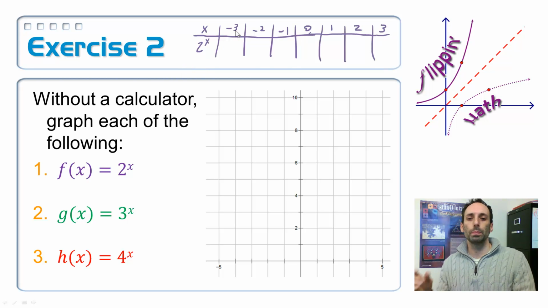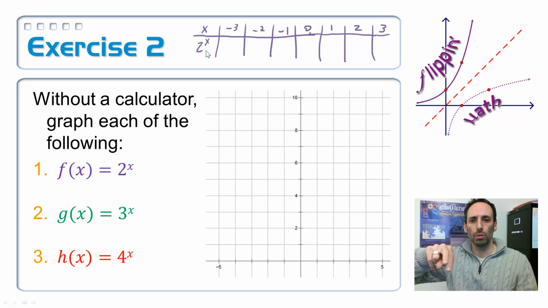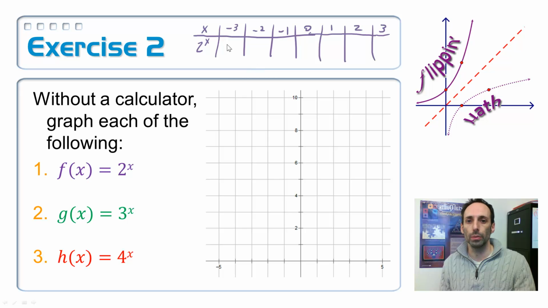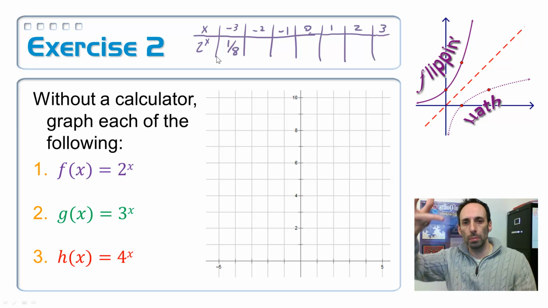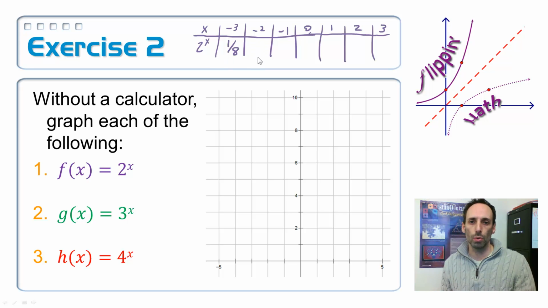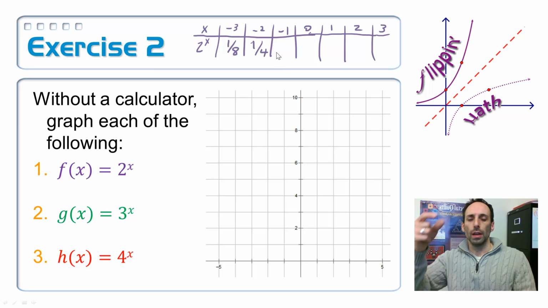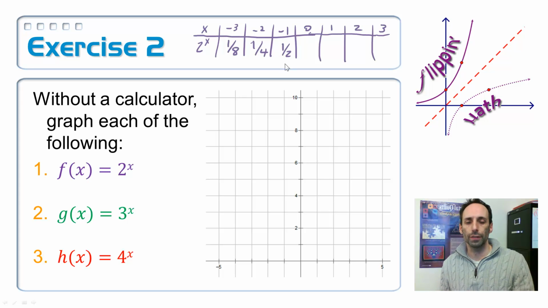Okay, so if I put in negative 3 for the power on 2, it's 2 to the negative 3 power. The negative makes a reciprocal, and 2 to the third is 8, so it's the reciprocal of 8, which is 1/8. If I plug in negative 2, the negative flips it upside down, and 2 squared is 4, so it's 1/4. If I plug in negative 1, that's just the reciprocal of 2, which is a half.